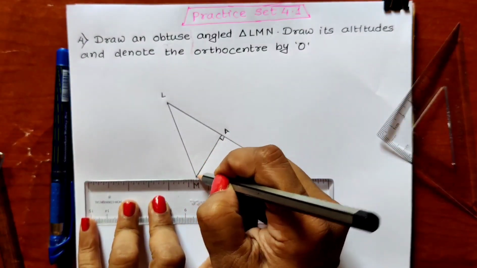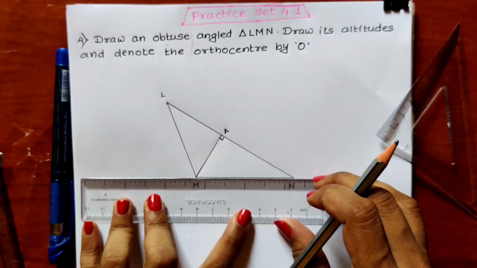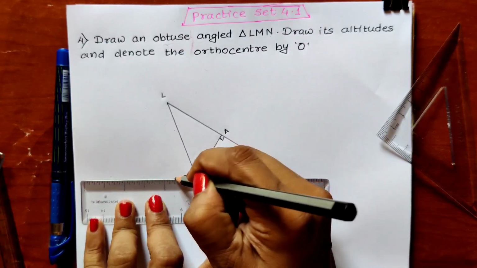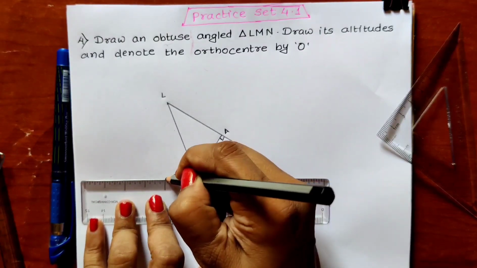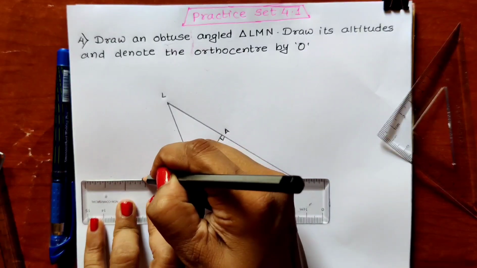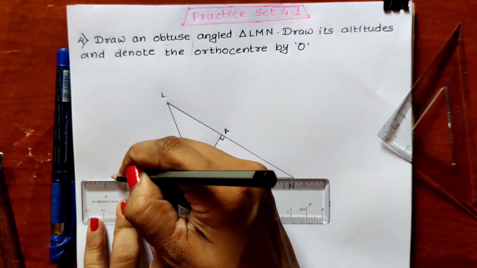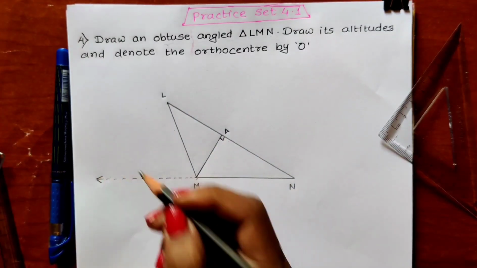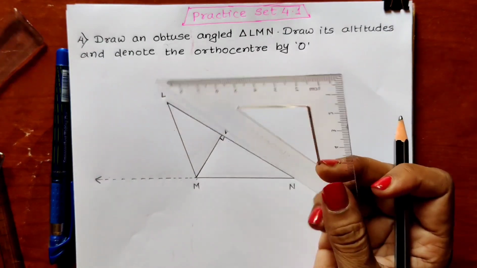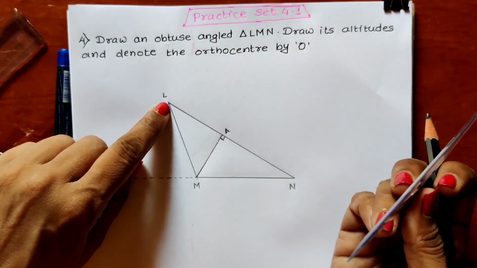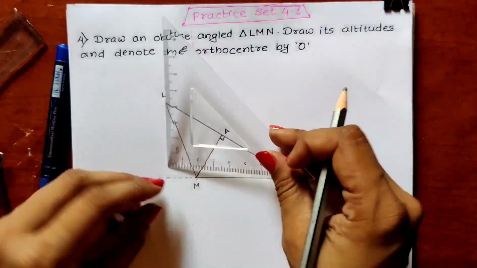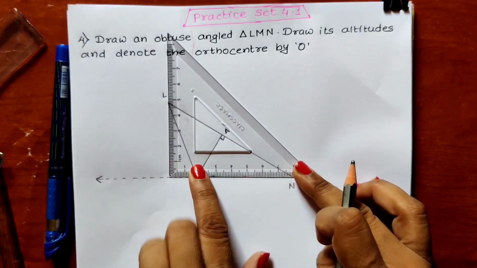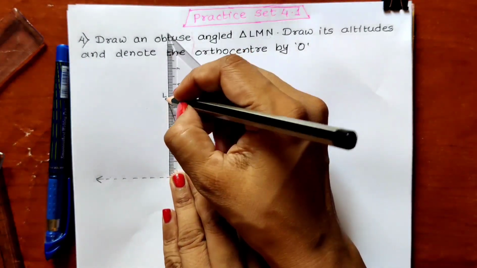On the left hand side, we are going to extend this by using our ruler. Let us see how I am extending. We can draw a dotted line in this way. I am drawing a dotted line to extend side MN. So in this way, side MN is extended on the left hand side. Now by using my set square, I can draw the altitude from point L on side MN. So in this way, I can place my set square and draw an altitude.